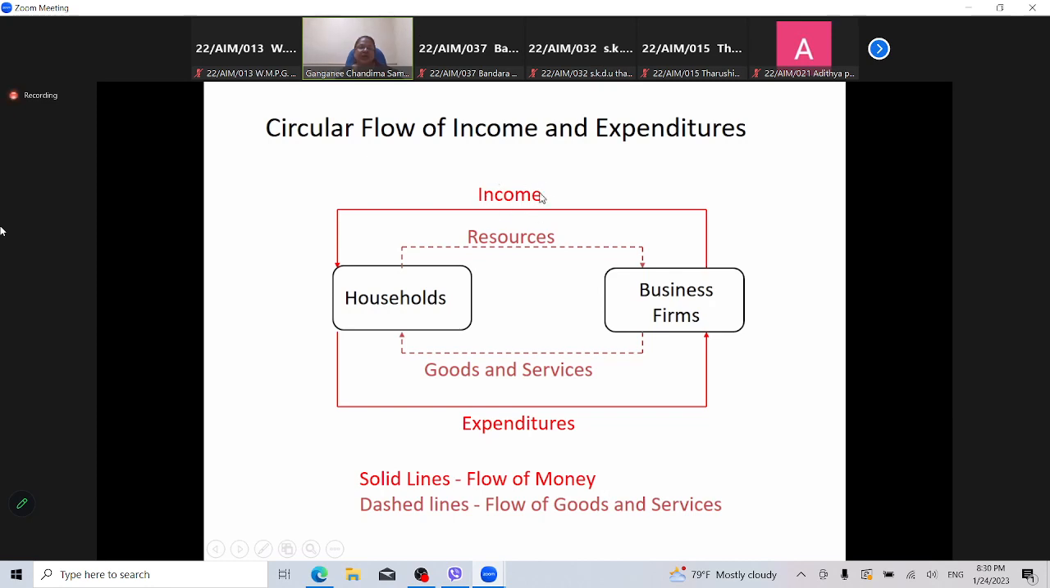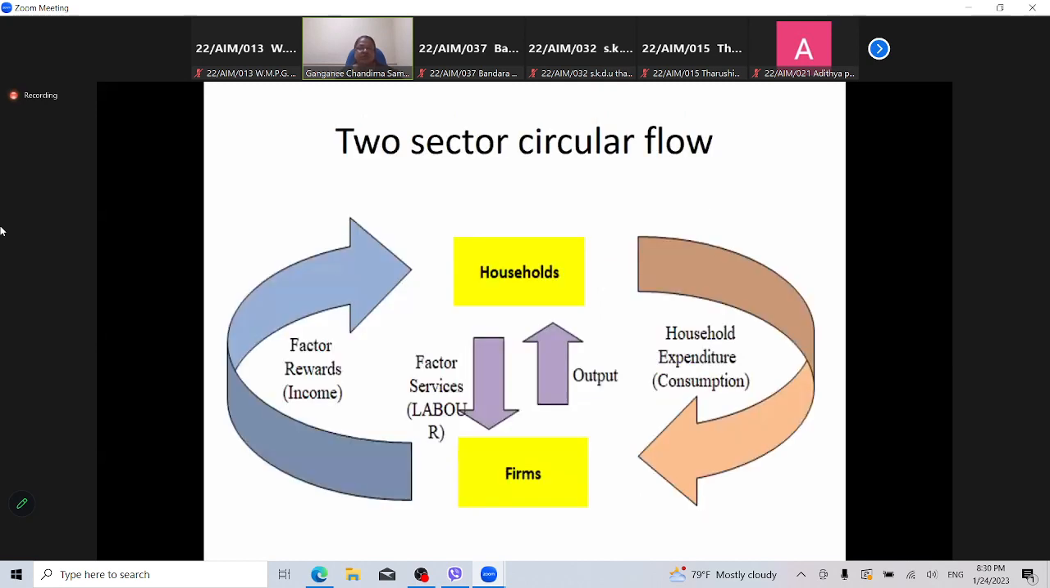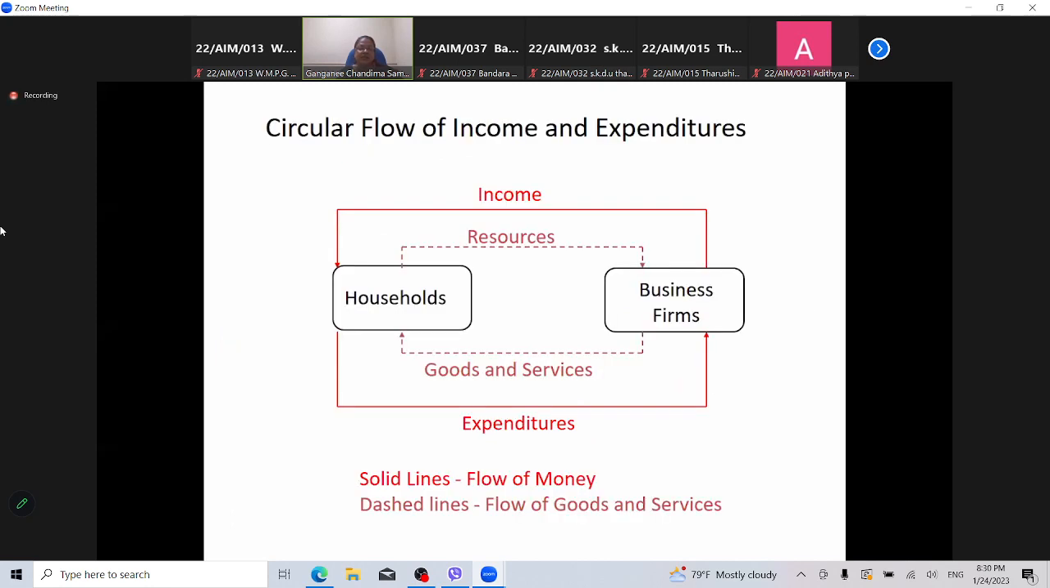So here you can observe clearly how this two-way flow goes. Again, from the business firms, they will give goods and services to the households. In return, households will pay money for these goods and services. I think we explained the same diagram before.